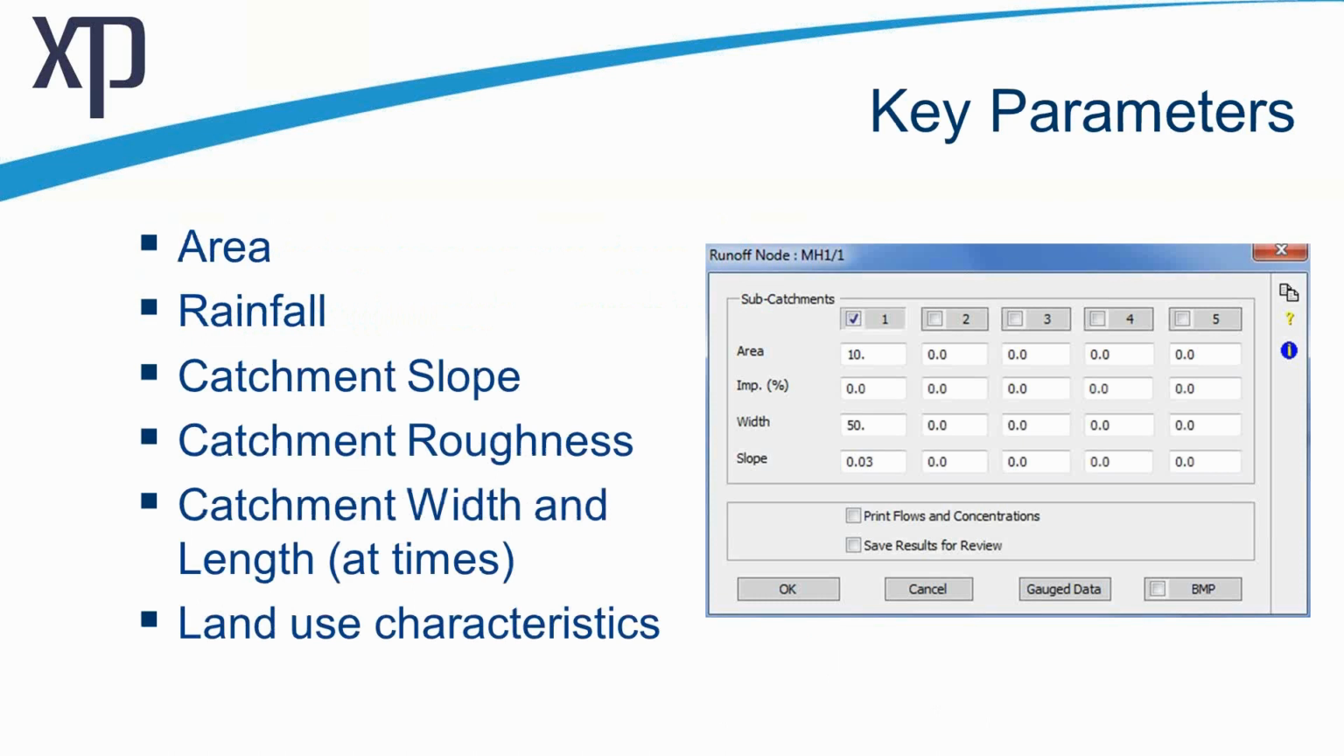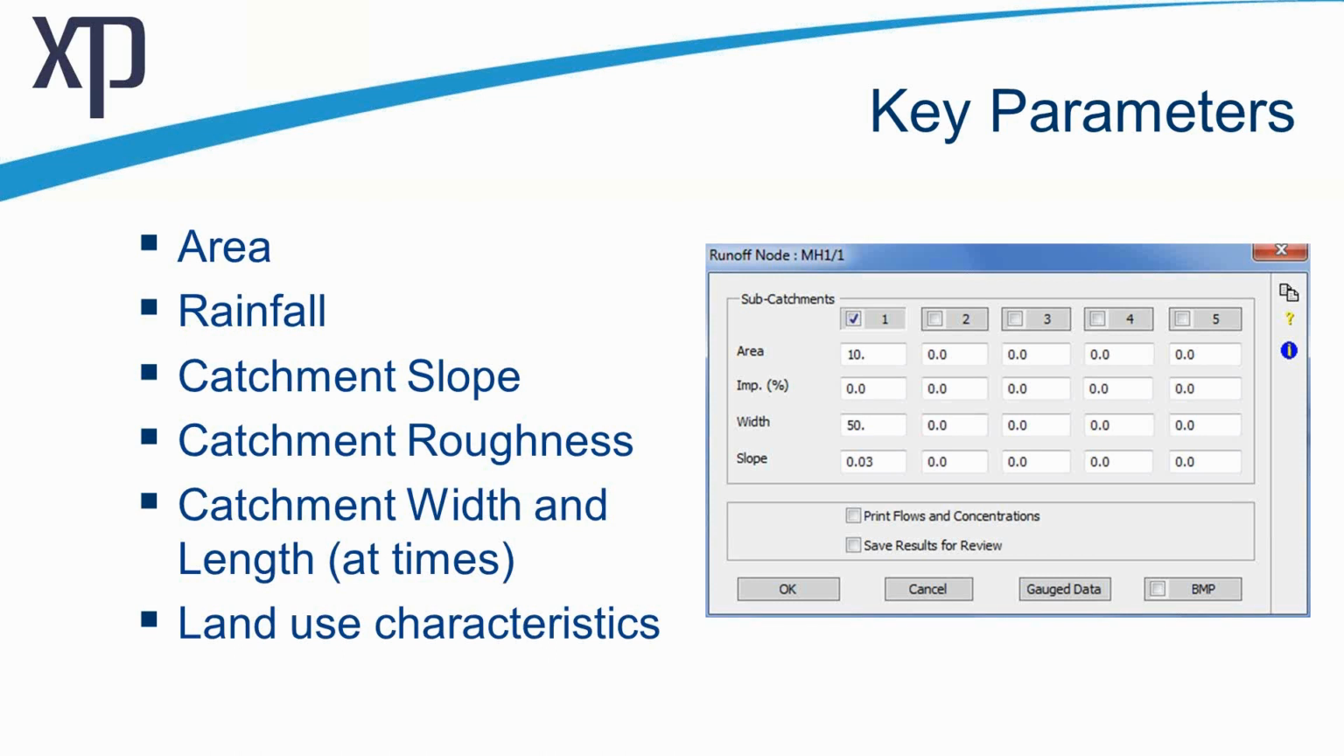Some of the key parameters that a modeller needs to take into account, of course, are dominated by the catchment area itself. Rainfall is important, whether that be in intensities or rainfall depths, depending on how you apply it to the software. Catchment slope does change the performance of response times.